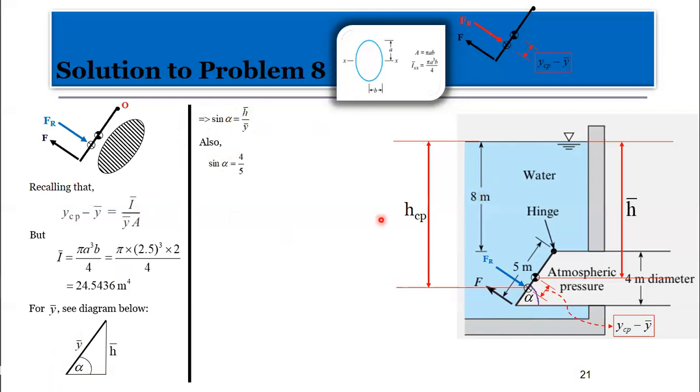Because anytime we have HCP, the Y counterpart will be YCP, and the angle there will be the slanted angle. Now from this diagram, sine alpha is simply what? Opposite over hypotenuse. So it's just simply 4 over the hypotenuse, so that's 4 on 5. And this implies that my sine alpha is actually equal to H bar. So I equate these two.